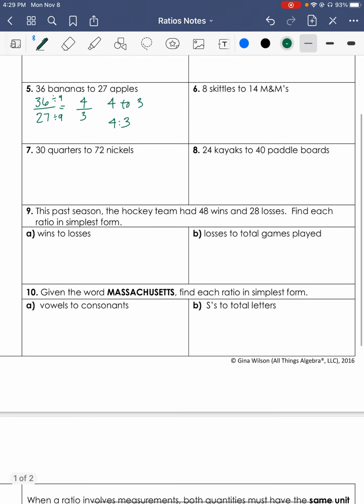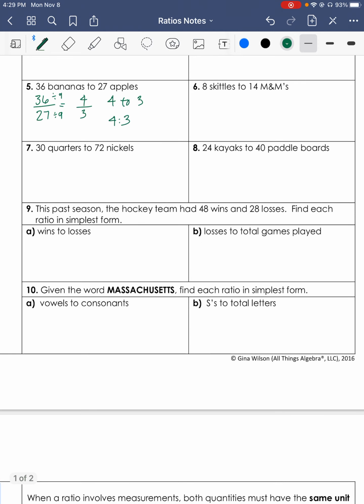Let's take a look at this one, number 9. This past season, the hockey team had 48 wins and 28 losses. Find each ratio in simplest form. All right, so let's just toss this into that fraction there. We have 48. Am I ready? Oh, I lost my pencil here.